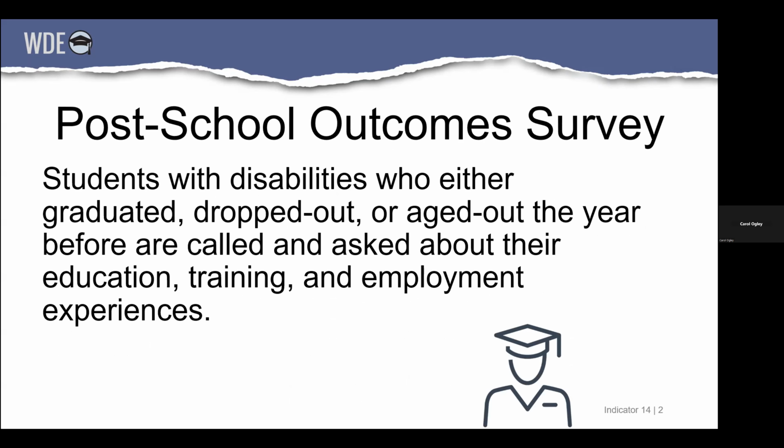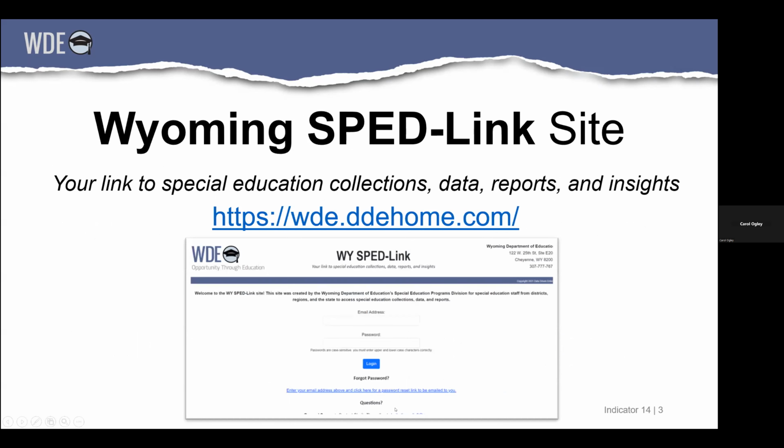So the Indicator 14 post-school data collection is when students with disabilities who either graduated, dropped out, or aged out the year before are called and asked about their education, training, and employment experiences. Districts will update student contact information on the Wyoming SpedLink website. The first step will be going to the SpedLink site and logging in. If you do not have an account set up, you can contact Sheila or me and we'll get an account created for you.